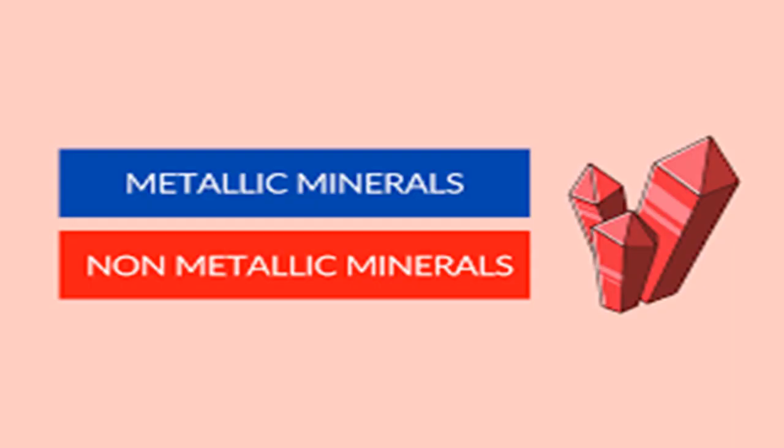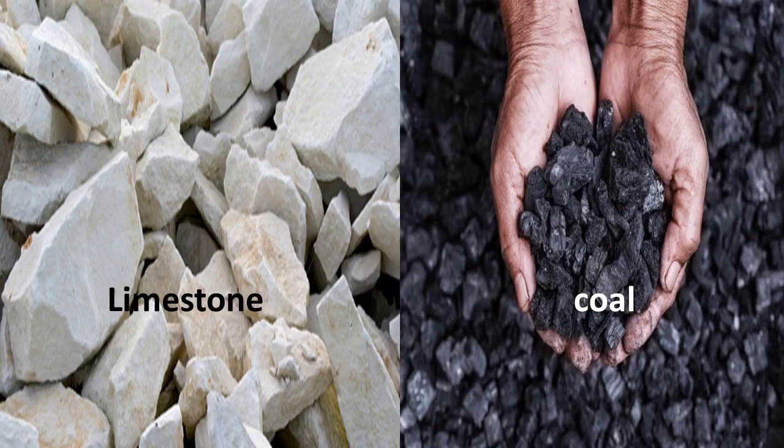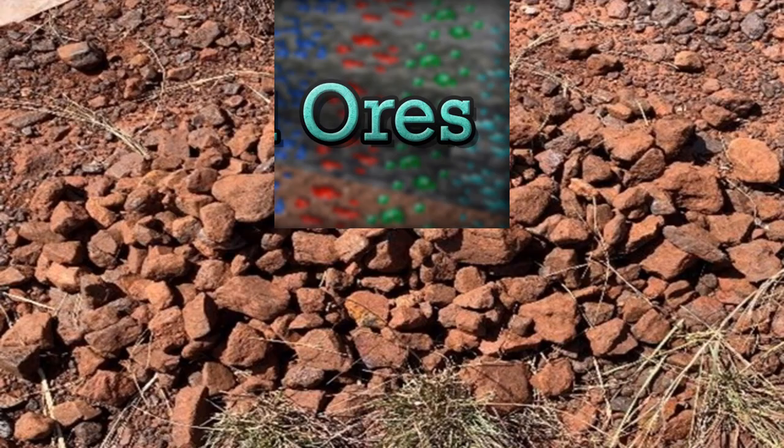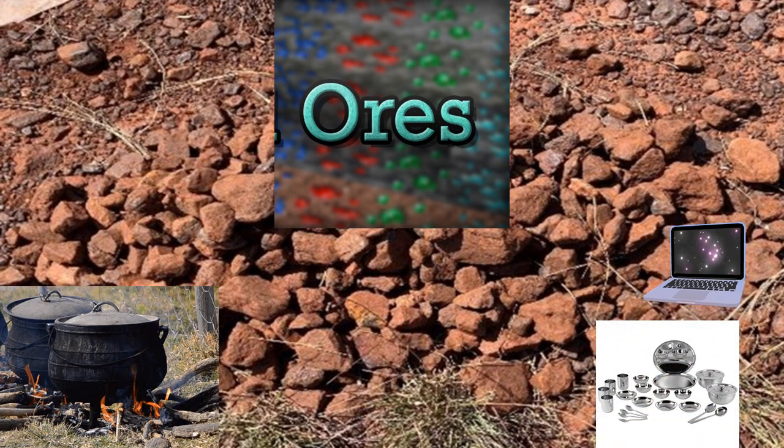Minerals can be metallic and non-metallic. Metallic minerals are copper, manganese, and iron ore. Minerals such as limestone and coal are non-metallic minerals. Now, let us understand what are ores. Well, ores are those rocks that contain metallic minerals only. Manganese ore and iron ore are so called as we derive metals from them.